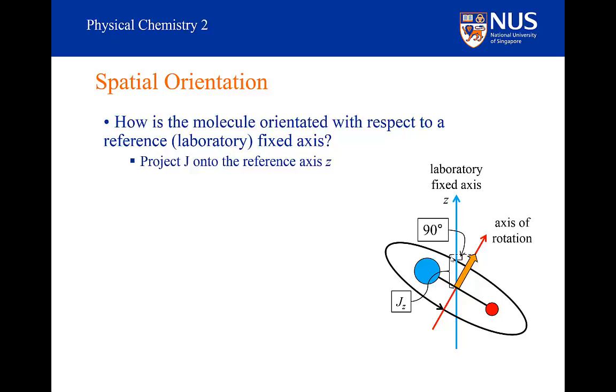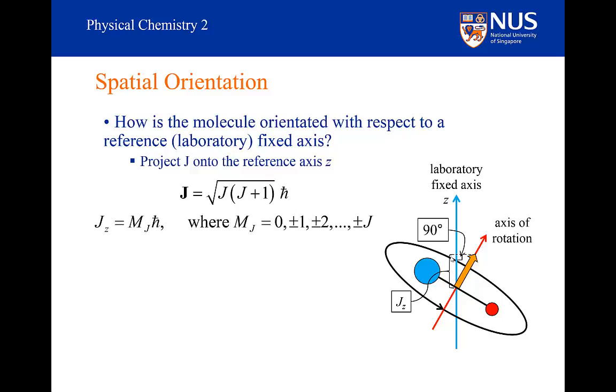In fact, it isn't arbitrary. My molecule can orientate itself with respect to my laboratory axis, but only in certain directions. The orientation is also quantized. This is a bit tricky to appreciate. My value of jz here can only vary from plus j to minus j.